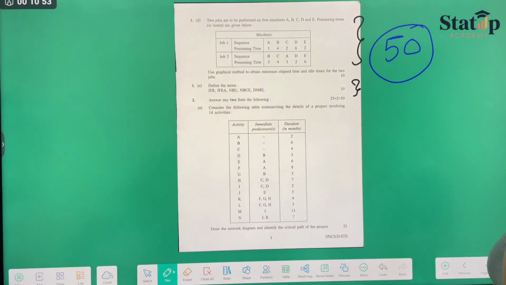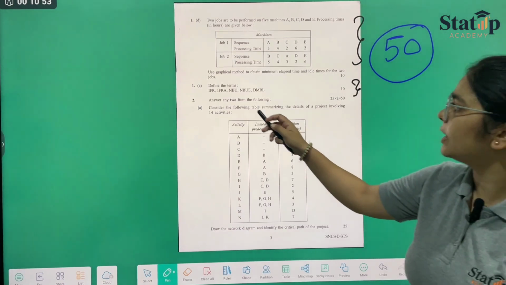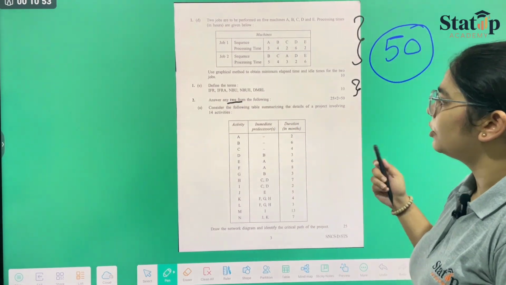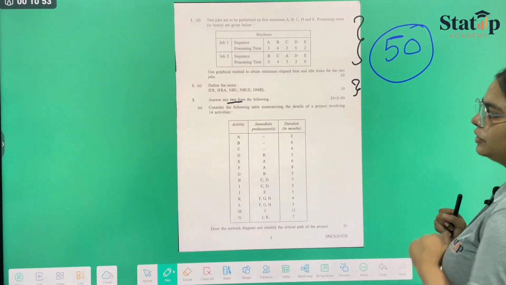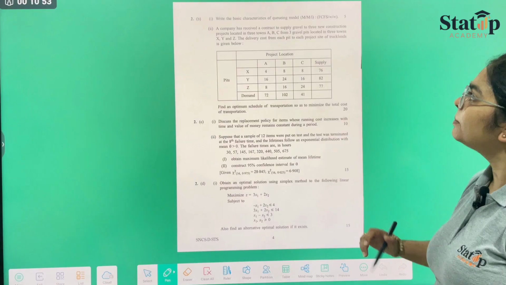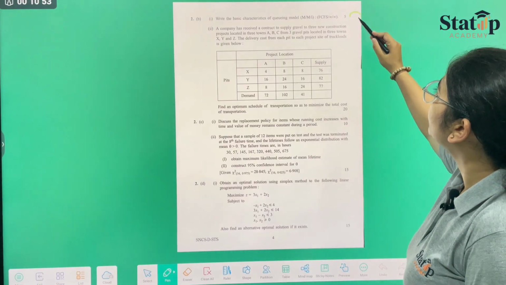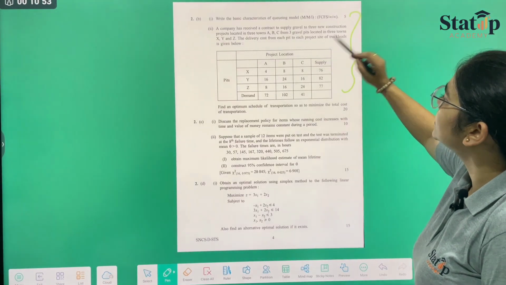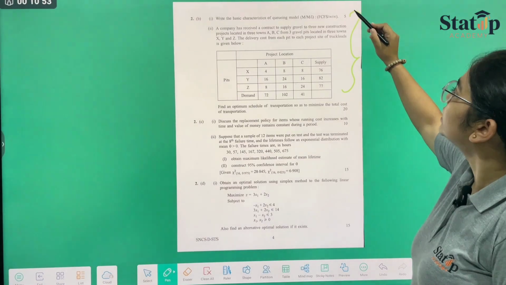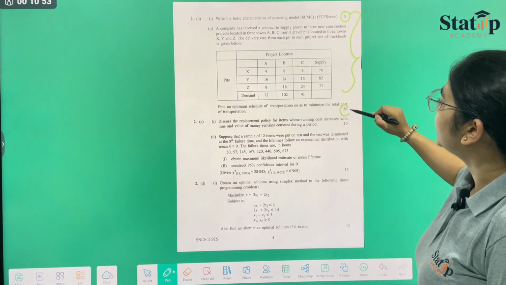Now if we see question number 2A, it is again 25. We have to attempt only 2 parts from this. The first part has been given to you like that, and it is of 25 marks. The second part has been given to you in 2 parts, first and second, and they have given the marks along with it, 5 and 20.